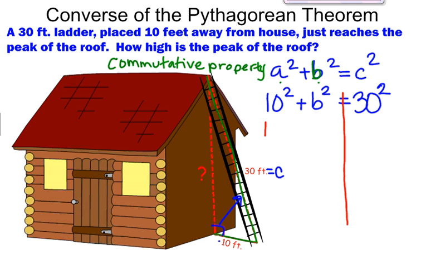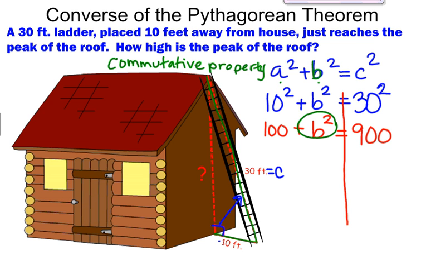I know that 10 squared is 100. I still don't know what b is, so it's still there and it still has the exponent 2. And I know that 30 squared, well, 3 times 3 is 9, so that'll be 900. And now I'm going to use all of those skills that I learned to solve equations. I want to get the b by itself. I want to isolate the variable b.